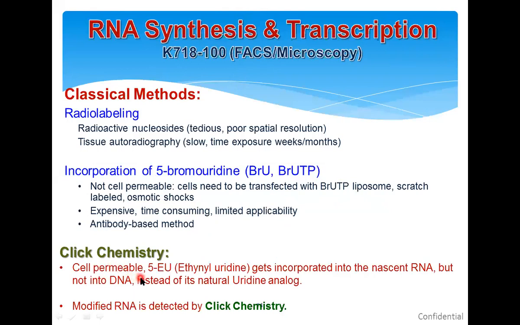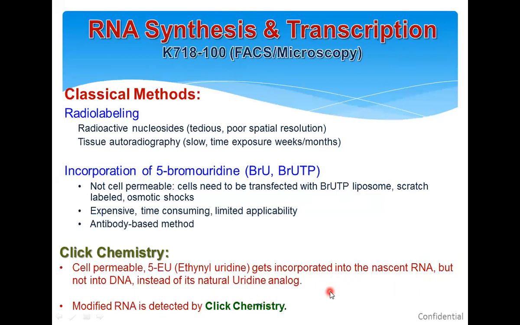What's the specialty of the click chemistry kit? It's cell permeable. In this case, we are using an analog called EU, ethynyl uridine. Just like protein synthesis, EU gets incorporated in the nascent RNA, but not in the DNA, so that makes it specific. Instead of using the natural uridine, we are using ethynyl uridine, which gets incorporated, and then the modified RNA you study via click chemistry.